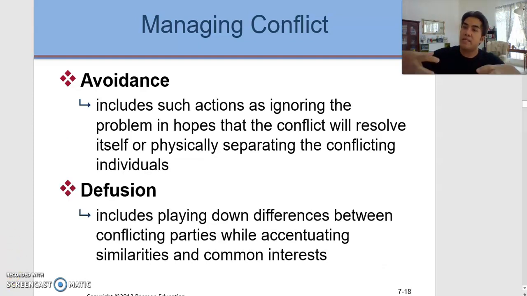So if we take this into the organizational setting, there are 3 ways that you can deal with conflicts. The first one is avoidance. I believe that at home also, our parents sometimes try to manage the conflict through this approach. For example, they try to ignore the problems and hope that the conflict will resolve by itself, or physically separate the conflicting individuals. They ask you to go into your room, they ask your brother to go into his room, and after some time things will be okay. Or you go and report to your mom, your brother reports to your father, and they just ignore both of you. They don't do anything until the issue becomes irrelevant. So that's what avoidance means.